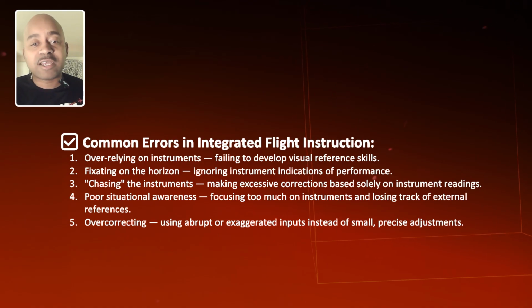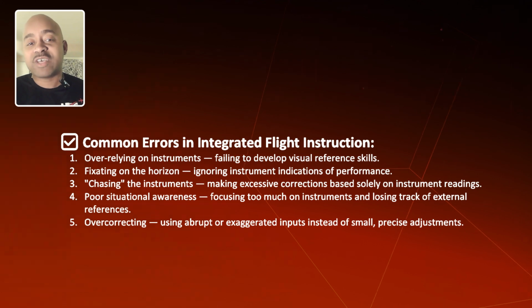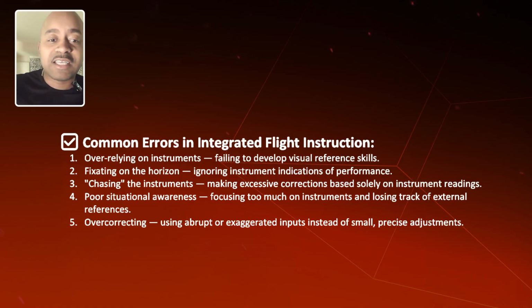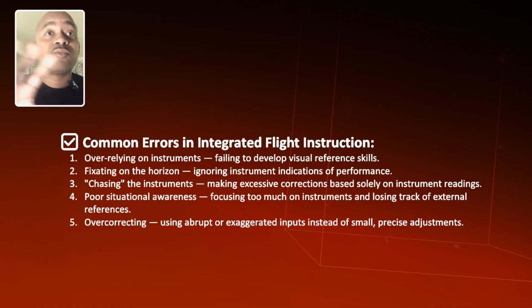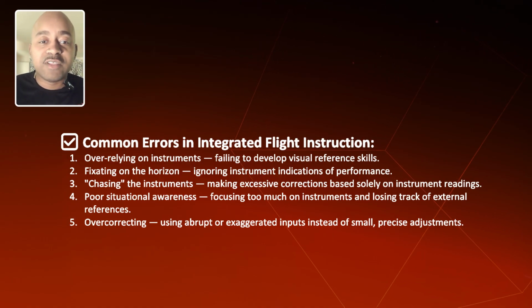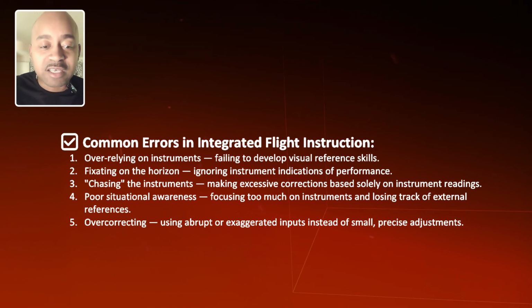So common errors that you run into in this stage is over-relying on instruments. So having your head inside, trying to fixate on the instrument, or fixate on the horizon, or looking at the instrument and chasing the instrument. And anytime you start to fixate, you're going to start losing situational awareness. And the number one thing you want to do is maintain situational awareness. And the goal of this integrated flight instruction is for the pilot to develop automatic responses, when visual reference and instrument cross-check becomes second nature. You should instinctively combine visual, instrument, and sensory feedback to maintain the attitude and performance of the airplane.